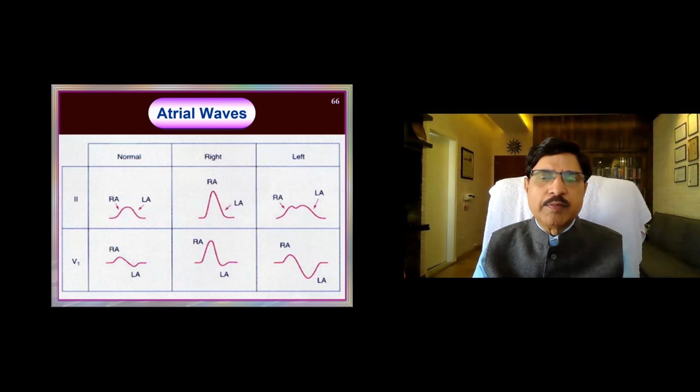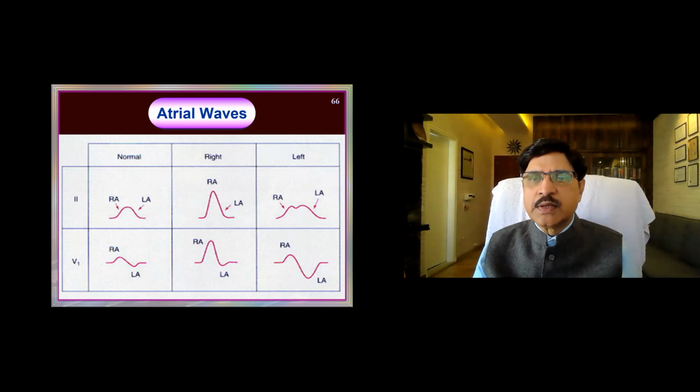We know that the P wave is the product of atrial excitation. This we have already seen. What is the P wave? The P wave is the beginning of the PQRS complex. It is the upward wave usually in almost all the leads, and it has a duration of 0.12 seconds, that is 3 small squares. 0.12 seconds or 3 small squares is the normal duration.